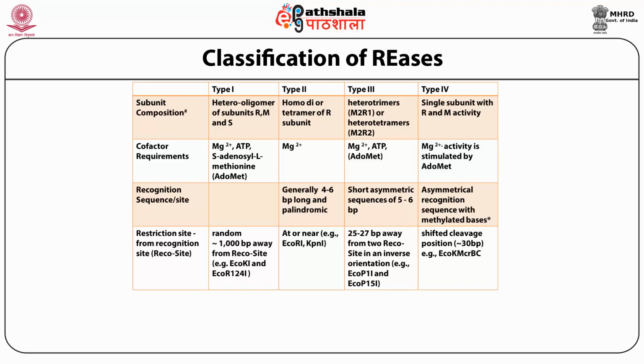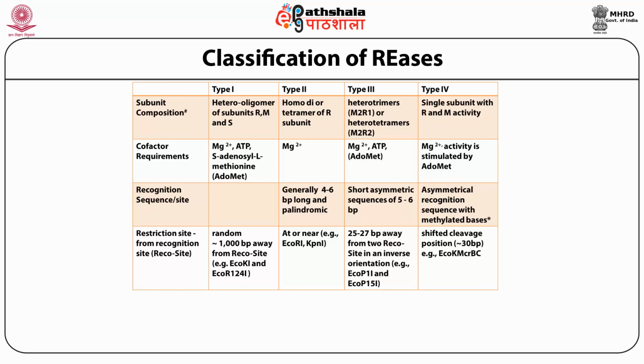And if we look at recognition sequence, as you can see, type 2 generally recognize 4 to 6 base pair long palindromes. Type 3 recognize short asymmetric sequences of 5 to 6 base pair length, and type 4 usually recognize asymmetric recognition sequences that must have modified bases, usually methylated bases.